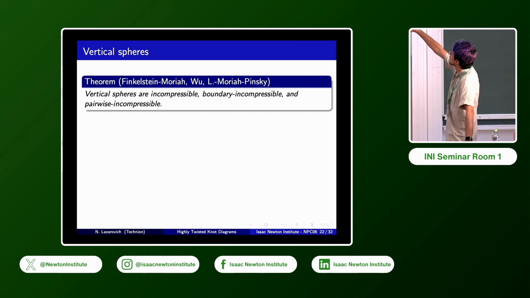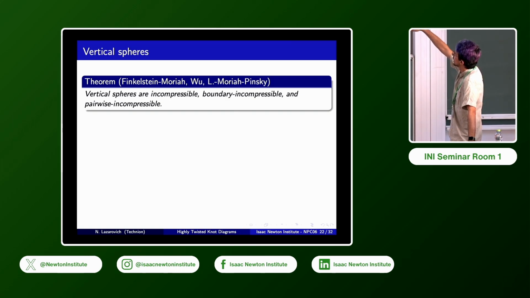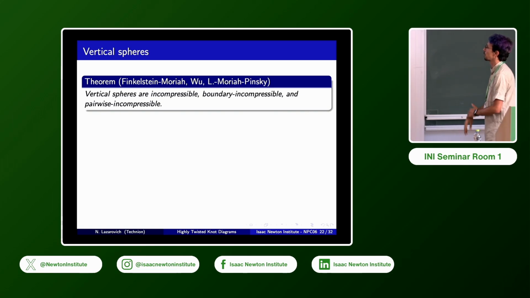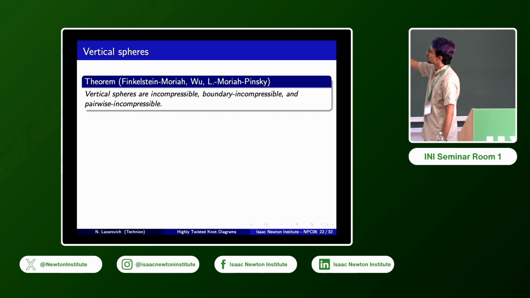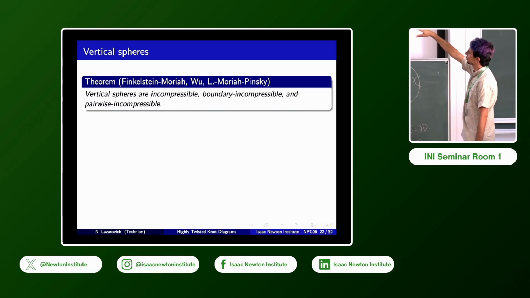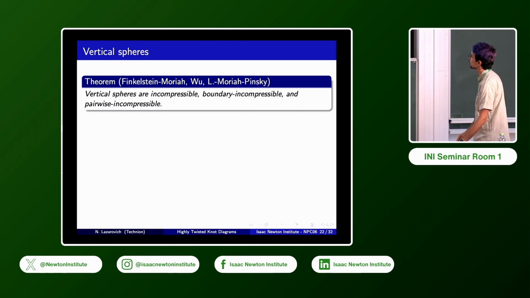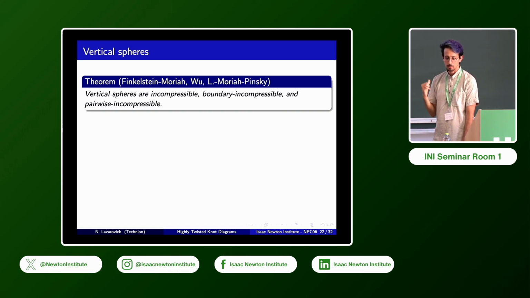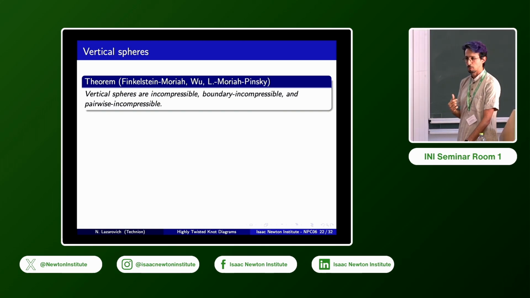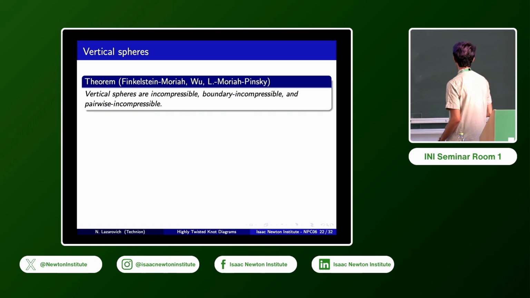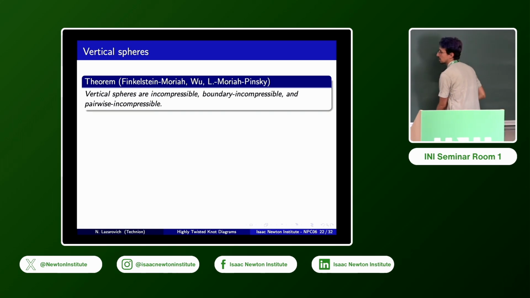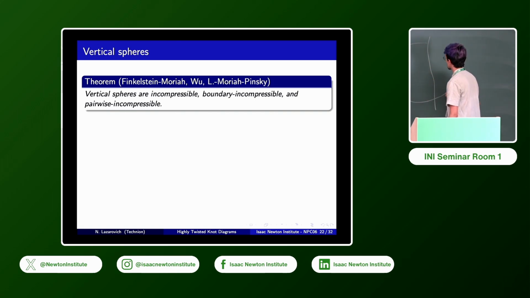So the first two parts were done by Finkelstein and Moriah and Wu, for different families of vertical spheres. For the pairwise incompressibility, and actually for the whole thing together, you can use the previous theorem about hyperbolicity in the following way. So maybe let's say something about it. Here's your vertical sphere, it cuts the diagram. Here's my diagram. It cuts it into two parts.